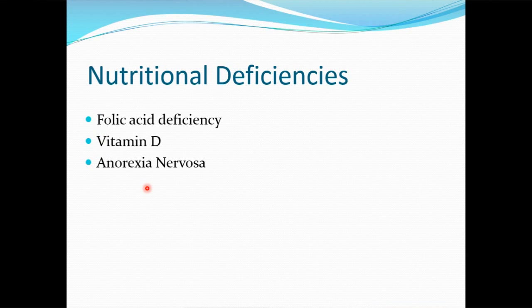Nutritional deficiencies. If a person has anorexia nervosa, you need to wonder about whether that would have affected the brain as well because of nutritional deficiencies, and folic acid deficiencies and vitamin D deficiencies amongst other vitamins. One just needs to look at the person's general health.